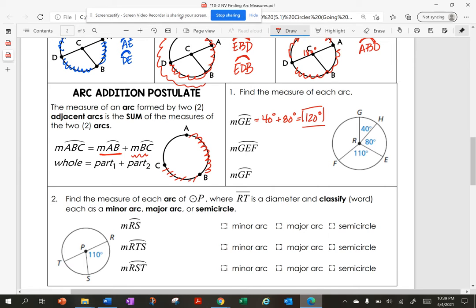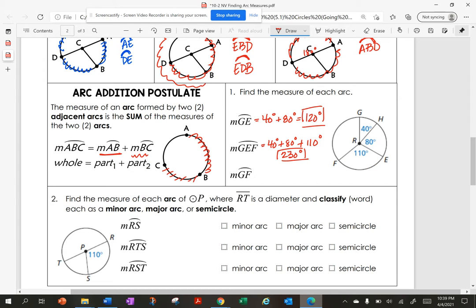Okay, so arc GEF. So I'm going in this order, so I'm going to add 40 plus 80 plus 110. 40, 80, and 110 is 230 degrees. Okay.